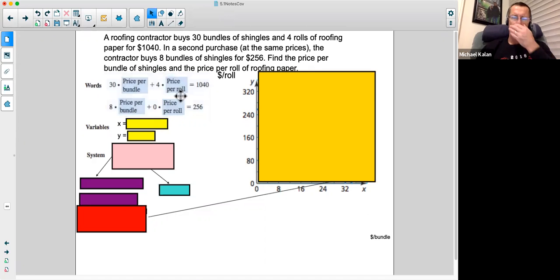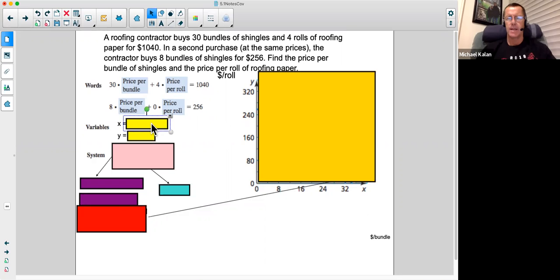So wouldn't that be 30, right? Because that's the number of bundles of shingles times the unknown price per bundle of shingles plus 4 rolls times the price of rolls of roofing paper has to equal our total cost of $1,040. Okay. And for the second one, you could have just put 8 times the price per bundle plus 0 times the price per roll, but you really didn't need to have that. But either way, it equals 256. Okay, now in this particular case, it really doesn't matter which you assign to X and Y.